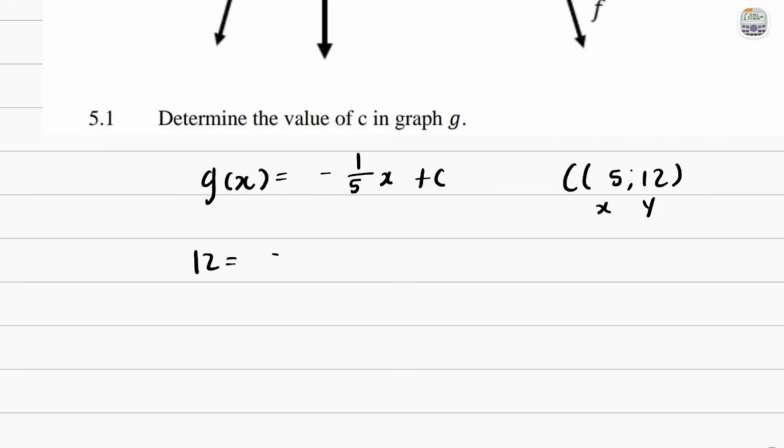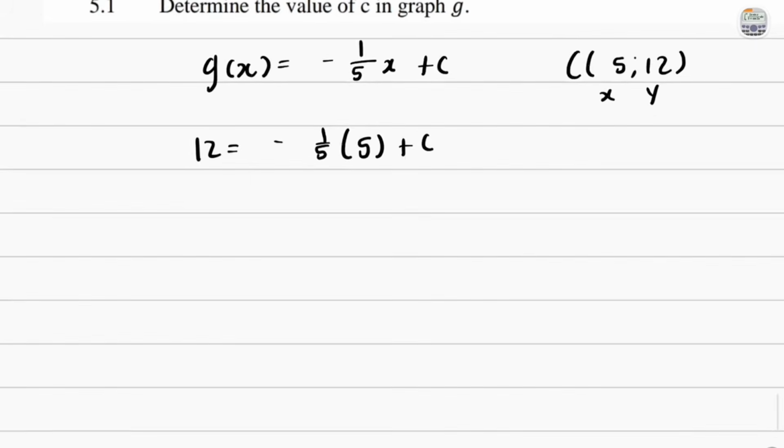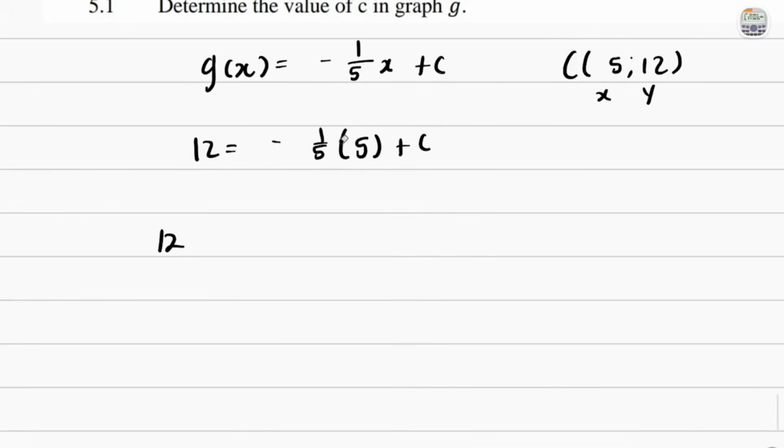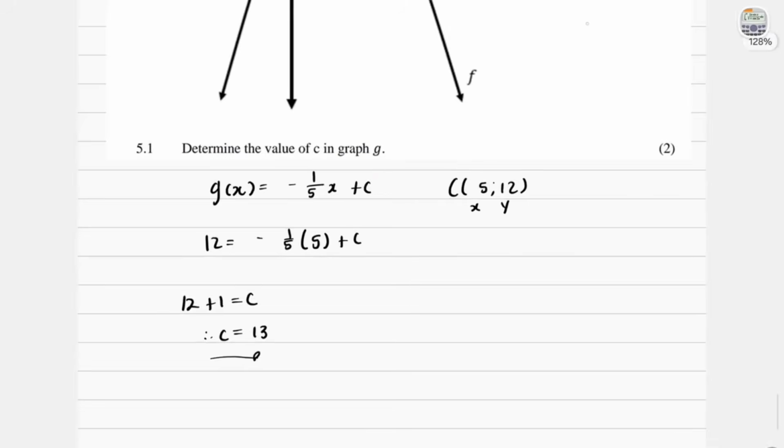So 12 is equal to negative 1 over 5, times 5, plus c. Negative 1 over 5 times 5 is negative 1, so that is 12 equals negative 1 plus c, and then negative 1 comes over to become a positive 1. Therefore, c is equal to 13. And that is c. Moving on to the next question.